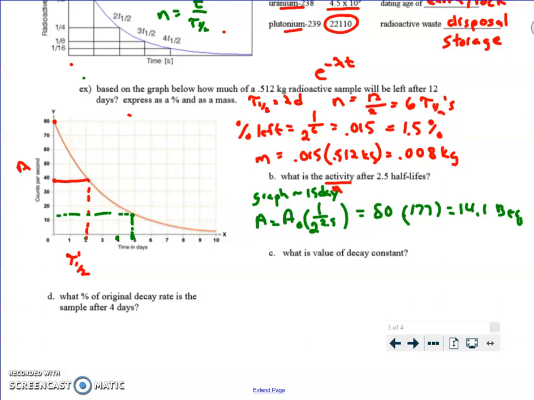I already did it from the graph. We got about 15. So they match fairly well. And then D, what is the percent of original decay rate is the sample after 4 days? Oh, wait, excuse me. What is the value of the decay constant? Excuse me, I skipped one. Looked right over that.